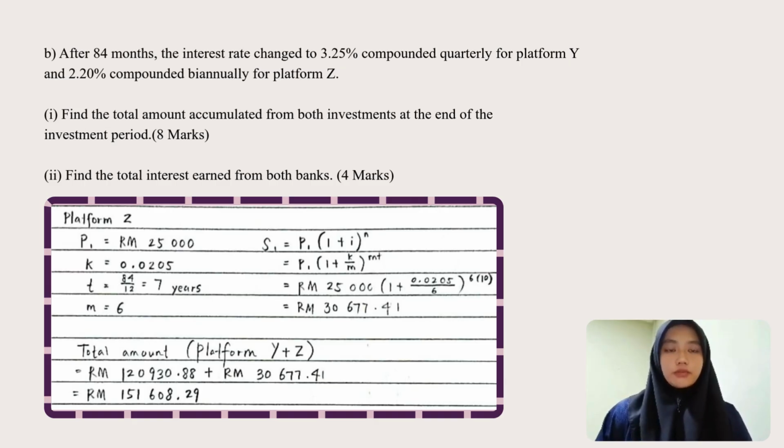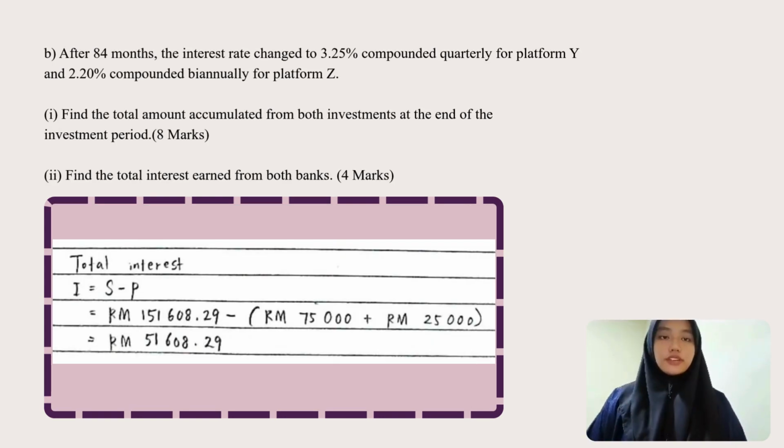The information that we could get for platform Z is P equals to 25,000, K equals to 0.0205, T equals to 7 years, and M equals to 6. We are going to use the same formula. Next, for B2, we are going to find the total interest earned from both banks. In this question, we are going to use I equals to S minus P.